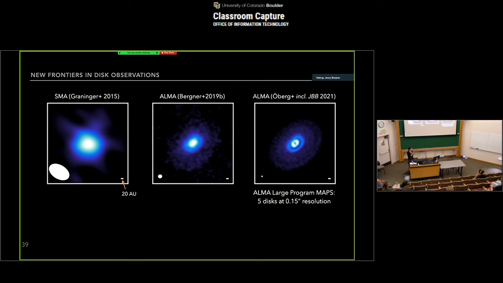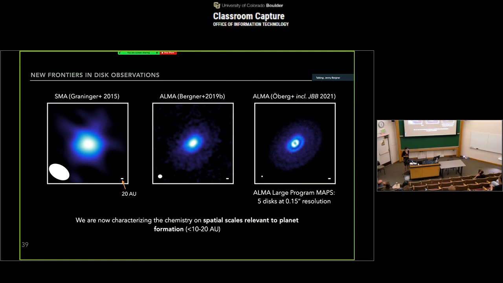This far right image is taken as part of the ALMA large program MAPS, which is led by Karen Oberg. For those of you familiar with DSHARP, it's basically the DSHARP of chemistry. We're looking at 5 disks at 0.15 arcsecond resolution in a whole suite of different molecular lines.